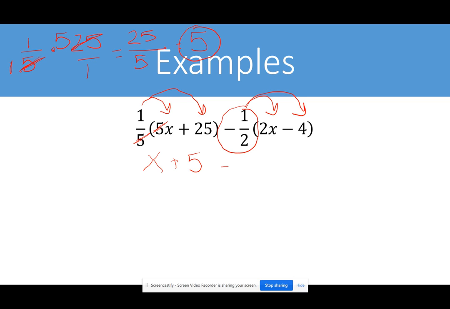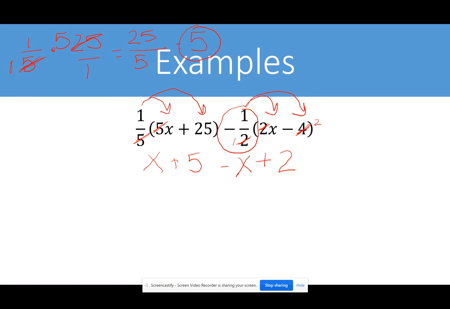you want to include this whole negative 1/2. So negative 1/2 times 2, they cancel. So you're just left with minus x. Then negative 1/2 times negative 4 becomes positive because it's a negative times a negative. And 4 times 1/2 is like 4 divided by 2, so that becomes a 2. This will become a 1, and you get plus 2.